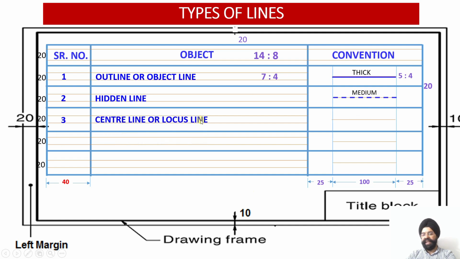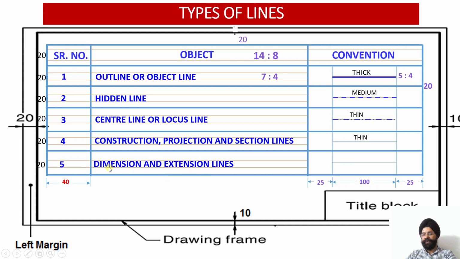Third one is the center line or the locus line. So again this is small, big, small, big, small, big. And again I'll write thin over here in 5:4. Then fourth one, construction, projection and section line. You see quite a lot of text is required. That is why we are writing it in 7:4, not in 14:8. Then this is a thin line. No need to overwrite something. Write thin in 5:4.